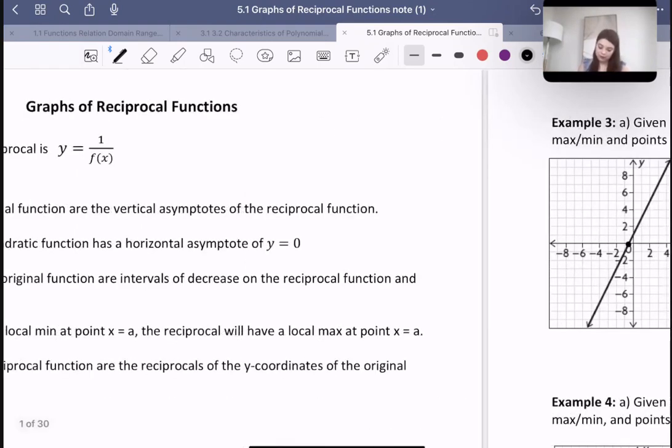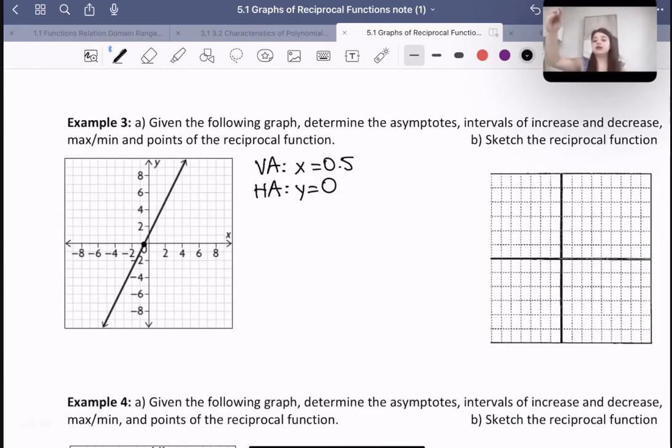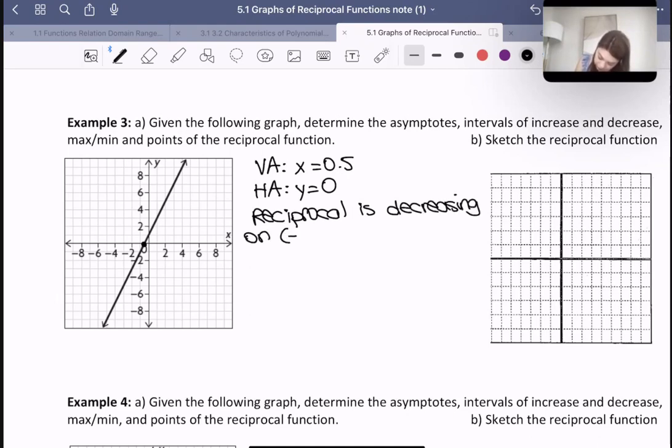Okay. The third one says intervals of increase on the original function are intervals of decrease on the reciprocal function and vice versa. So this entire function is increasing. It's a line with a positive slope, so it's always increasing. So that means the reciprocal is always decreasing. So our reciprocal is decreasing on negative infinity to infinity, which is everywhere. So it is always decreasing.